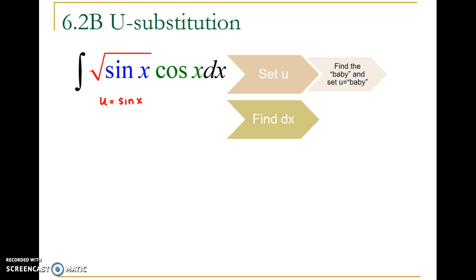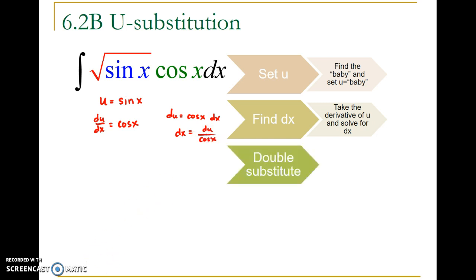The next thing you're going to do is you're going to find dx. The way we do that is we're going to take the derivative of u. So the derivative of u, du dx, is cosine of x. But we have to solve for dx. So I'm going to multiply both sides by dx. So du equals cosine of x dx. And so dx equals du over cosine of x.